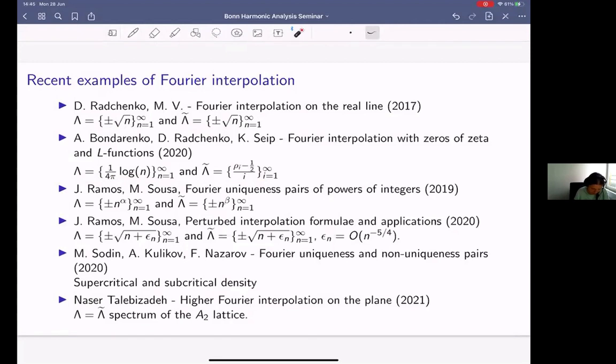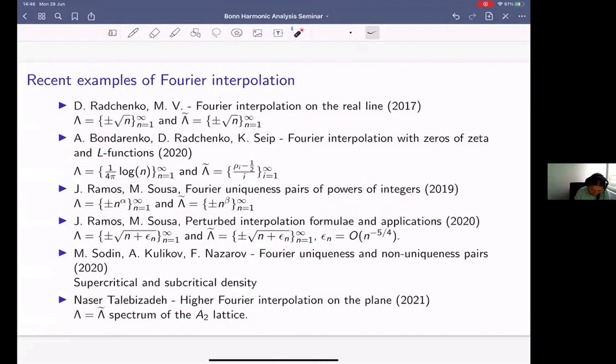And so there was also a series of papers with, so to say, analytic flavor, where similar results are proven by analytic methods. So the first result which appears was the result of Ramos and Sousa. And they prove Fourier uniqueness for powers of integers. In our result, we have integers to the power 1/2, and they study what happens if we take other powers alpha and beta.